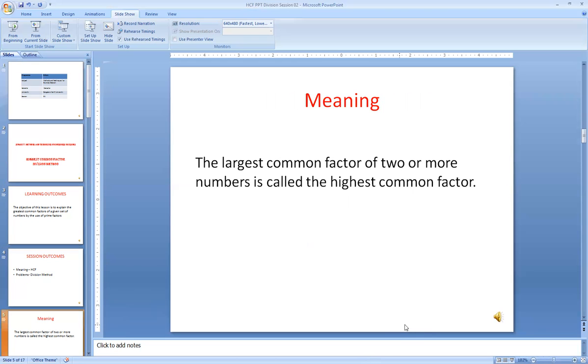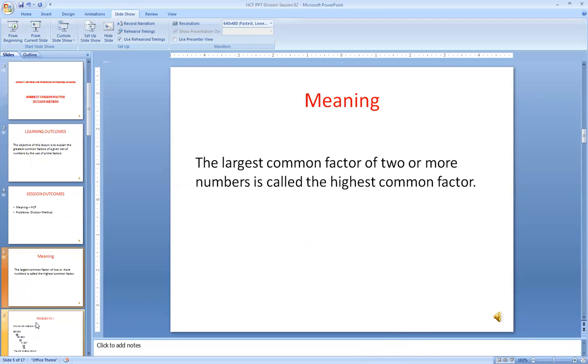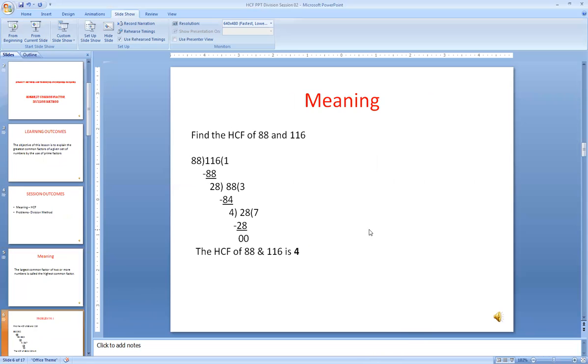So let us know the meaning. It is called the highest common factor. The largest common factor of two or more numbers is called the highest common factor. Let us then see one of the problems here. They have given the calculation of HCF for two numbers, that is 88 and 116.